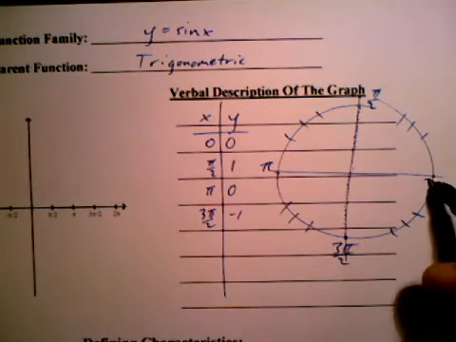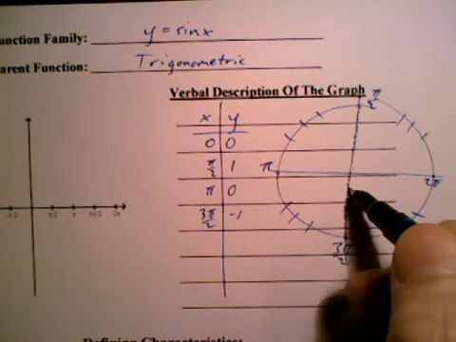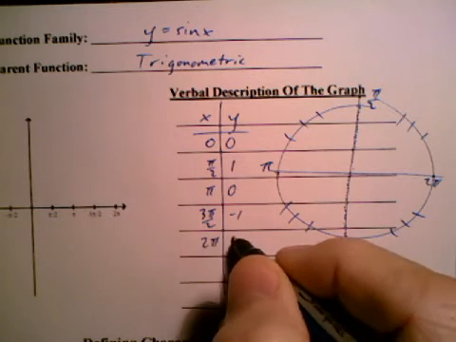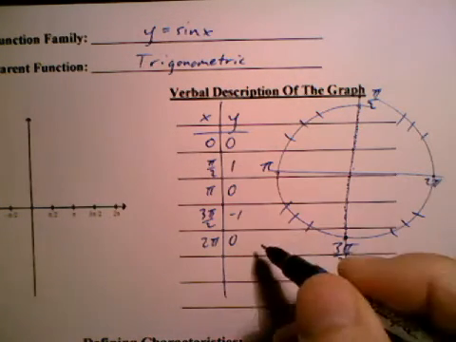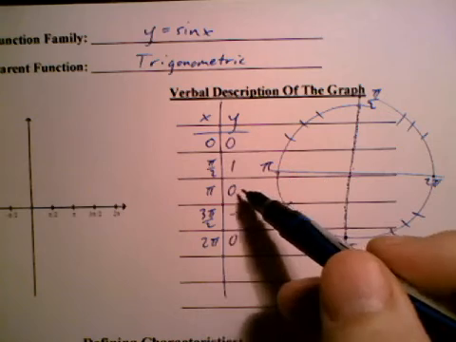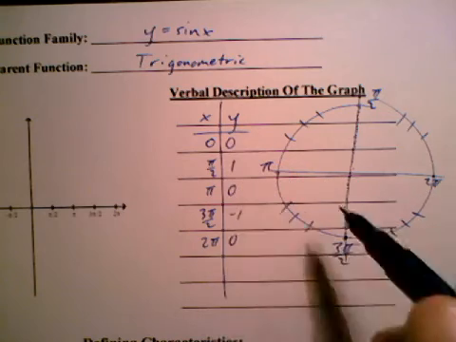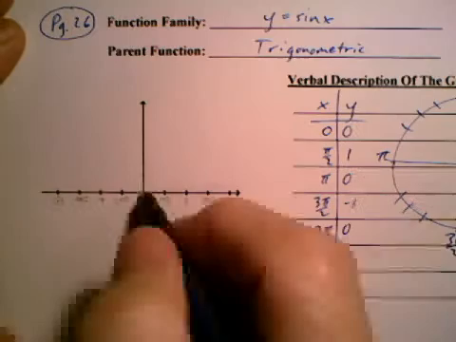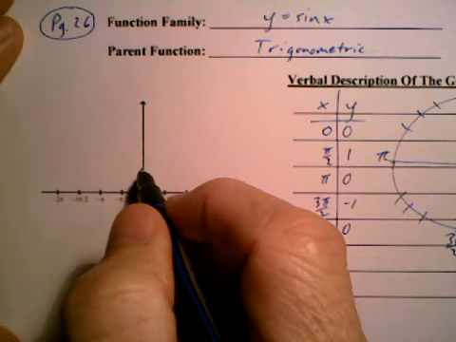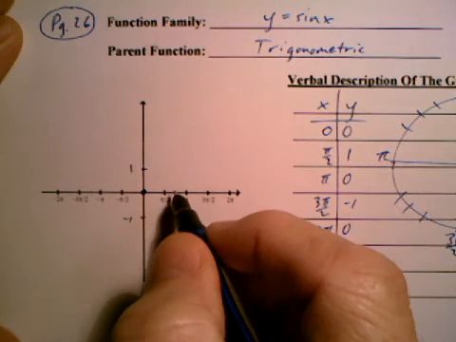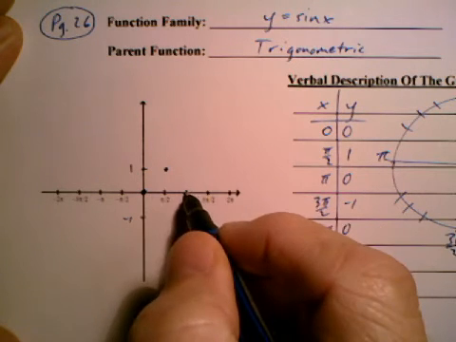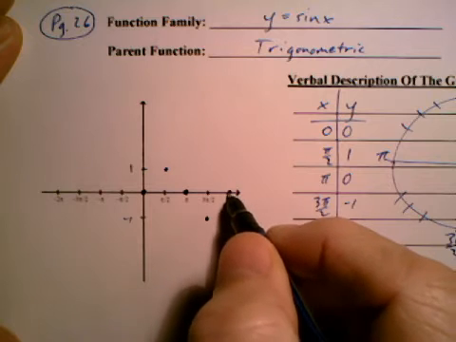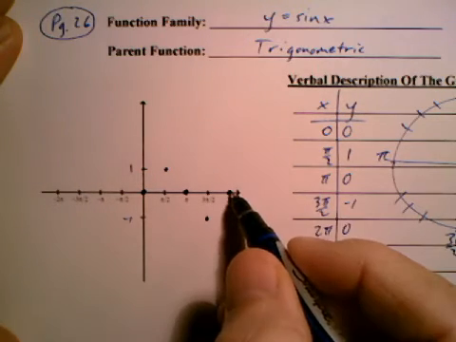And then from 3 pi over 2 to 2 pi, the y-coordinates are going back up from -1 all the way to 0. And so when you get to 2 pi, you get back to 0 again. And that's where we started. Okay, I know we see a 0 here, but we'll look at the graph and I'll explain that. Okay, so let's plot a couple points. We have 0, 0. We have pi over 2, 1. Pi, 0. 3 pi over 2, -1. And then 2 pi and 0.